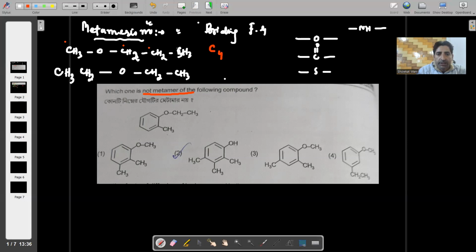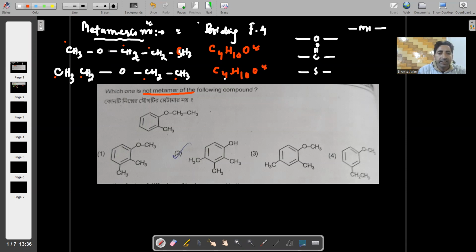That means it is C4. Here it is also C4, and hydrogen atoms 3 plus 2 is 5, plus 2 is 7, plus 3 is 10. So the molecular formula is C4H10O. Over here, one carbon, second carbon, third carbon, fourth carbon. That means it is again C4, hydrogen 3 plus 2 is 5, plus 2 is 7, plus 3 is 10. That means C4H10O. So they have the same molecular formula.